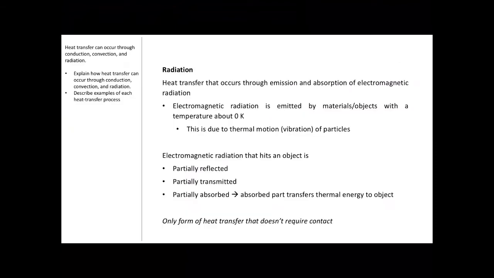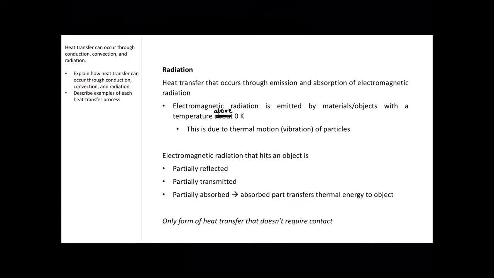So again, you'll just need to be able to explain how heat transfer can occur through conduction, convection, and specifically in this video, radiation, and you'll need to be able to describe examples of this heat transfer process.